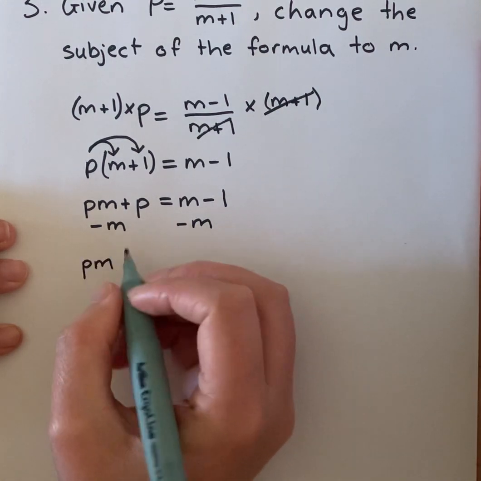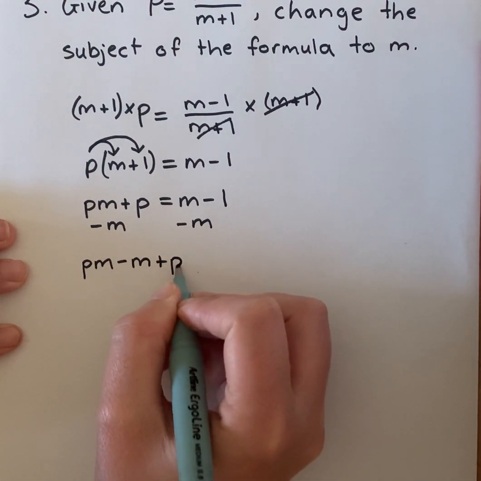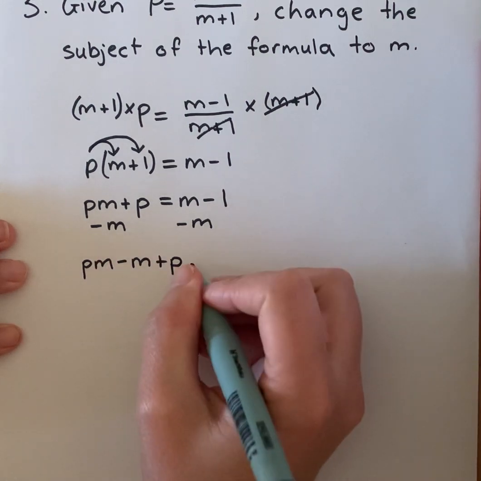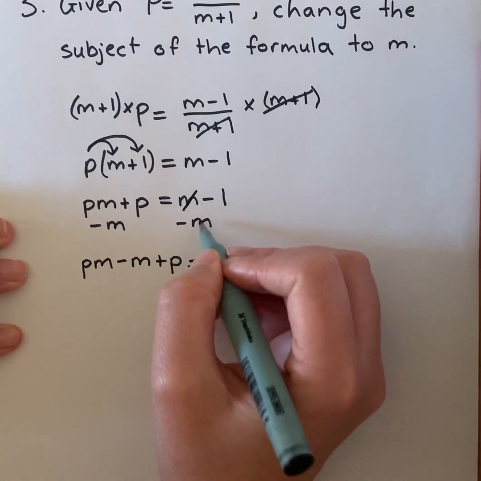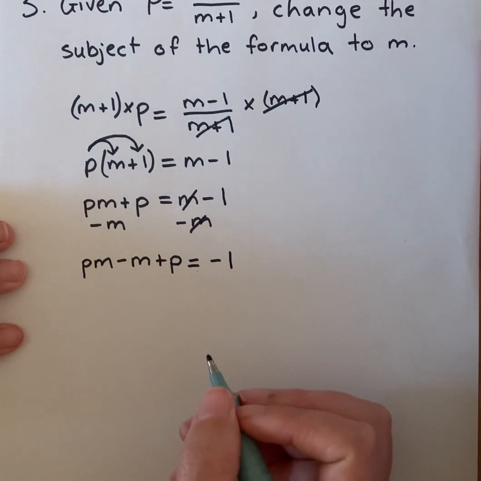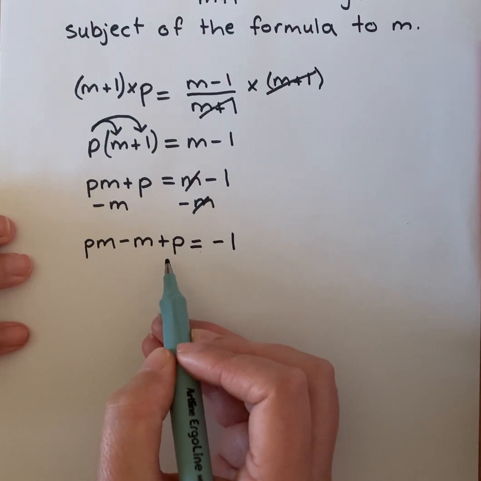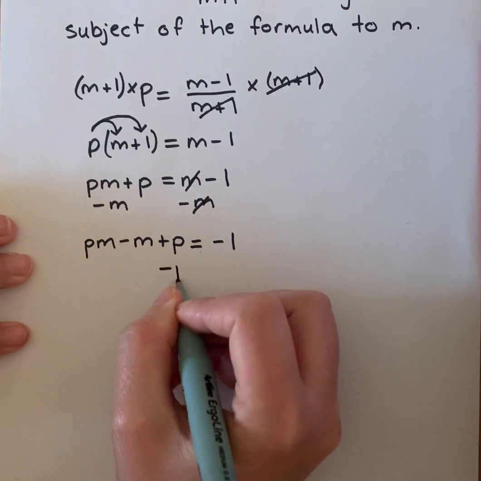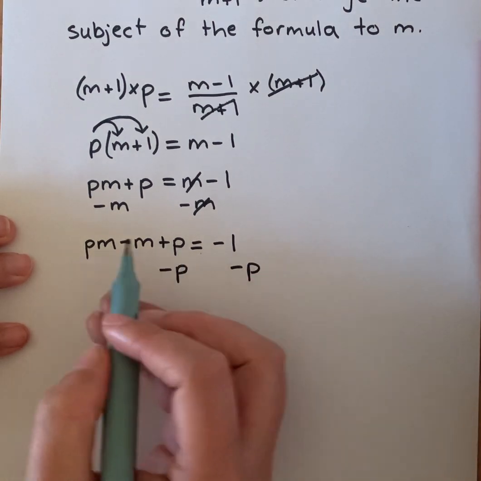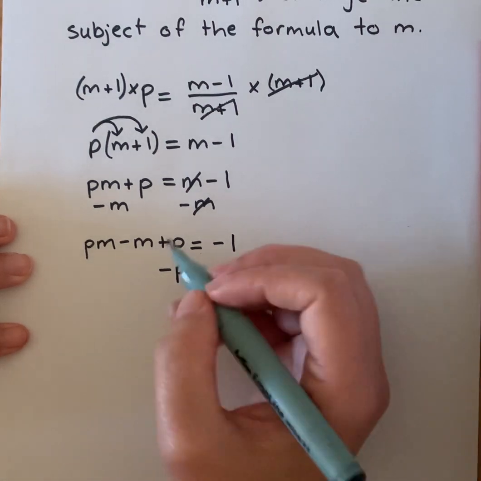So on the left, we've got pm minus m plus p. Doesn't matter which way you write these. You can write plus p minus m. These will cancel out and we're left with minus 1 on the right-hand side. Now we're nearly there. I'm just going to get rid of this p here and just put it on the other side. So let's just subtract p from both sides. Just because I'm not really interested in p, I'm only interested in bringing these m terms together. So let's just get rid of it. It's just confusing us at this point.